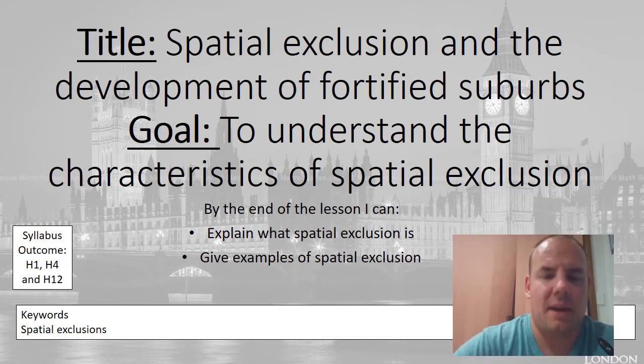This lesson is about spatial exclusion and development of suburbs. By the end of the lesson, I want you to be able to understand what the characteristics of spatial exclusion are, and to give some examples. So let's have a look at what spatial exclusion is all about.